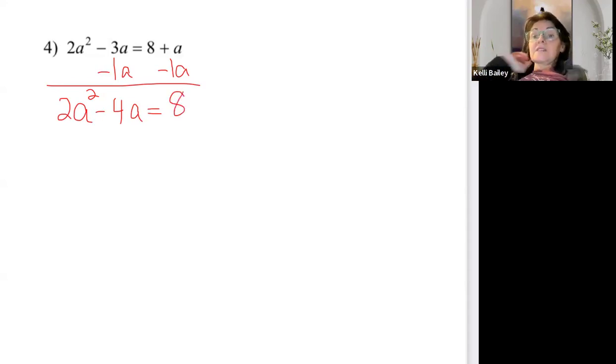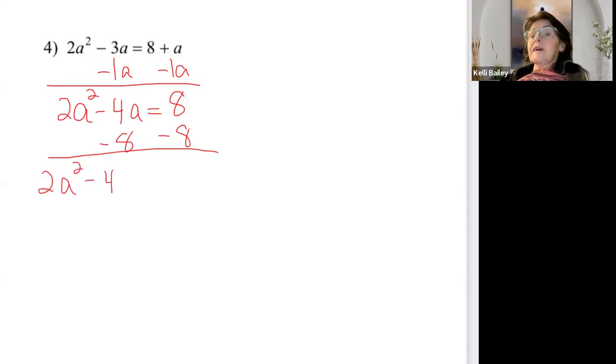Well, I still don't have 0 over there. So I'm going to have to subtract 8. So minus 8. So 2a squared minus, those two don't go together. They're not like terms. Notice that one's got an a, that one doesn't. So you cannot put those two together. So it's got to be minus 4a minus 8 equals 0.